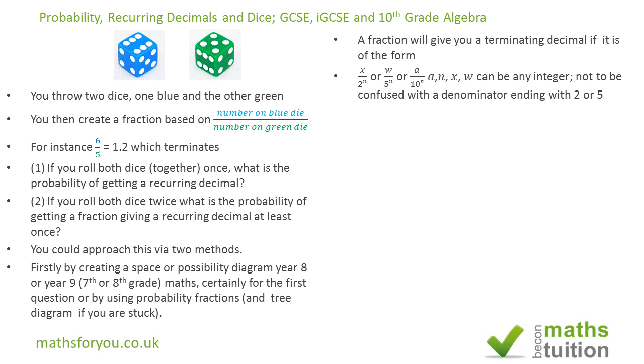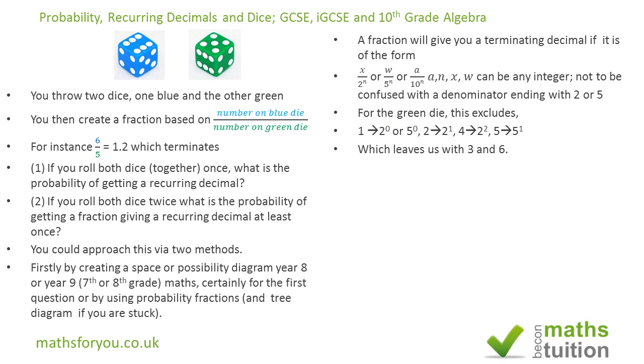Right, so that means for the green die, which gives us the numerator, that will roll out the numbers 1, because 1 is 2 to the power 0, yes, and 1 is also 5 to the power 0, so we don't need any 1 from the denominator. 2 is 2 to the power 1, which agrees with that, or 4 is 2 squared, which agrees with that, or 5 is 5 to the power 1, which agrees with that. So 1, 2, 4, and 5 are out as far as the green die is concerned. So we're left with just 3 and 6.